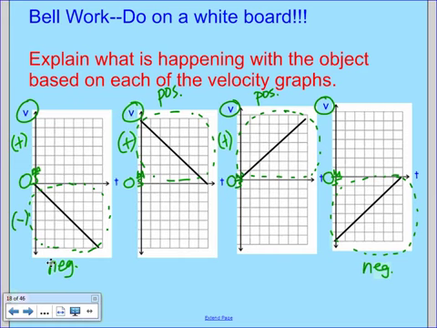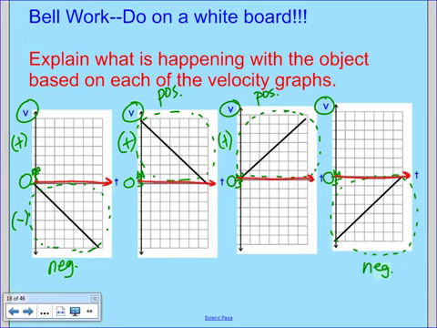The second question is, is the object speeding up or slowing down? Remember, the middle line represents 0 meters per second. So the question you have to ask yourself is, is the graph moving towards 0 meters per second, or is it moving away from 0 meters per second? If it's moving towards 0 meters per second, it must be slowing down. If it's moving away from 0 meters per second, it must be speeding up.